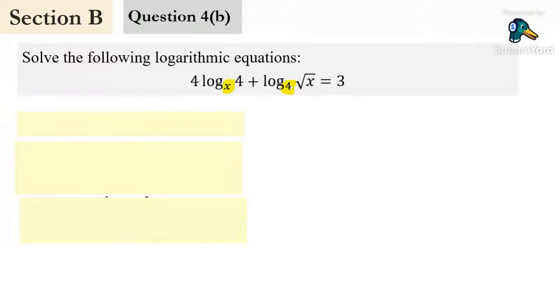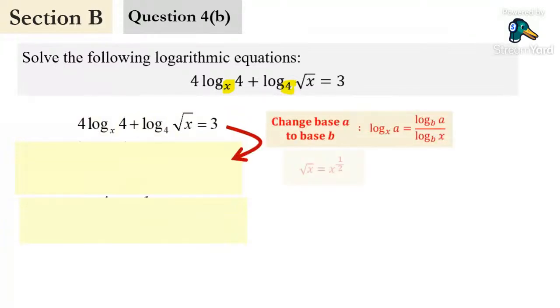So, therefore, copy back the first equation. And then in here, I would like to consider change of base. So this is the formula for reference for change of base. I want to change base x to become base 4. So this part here, I would like to change base x to become base 4. And then at the same time, I want to do something else, which is the square root here. I want to change to indices form, x power 1 over 2.